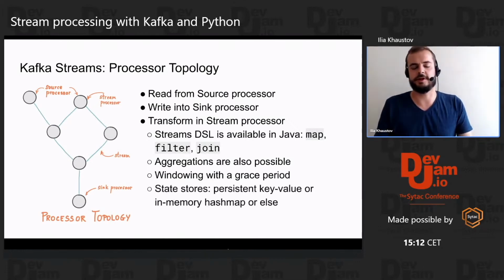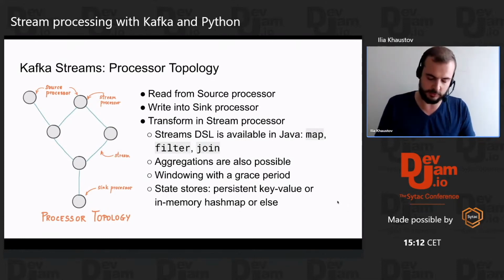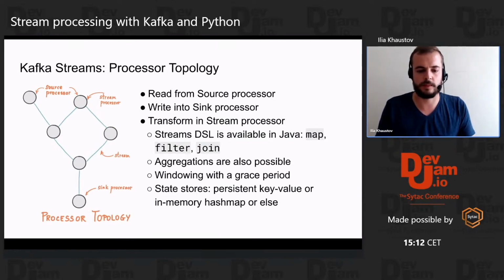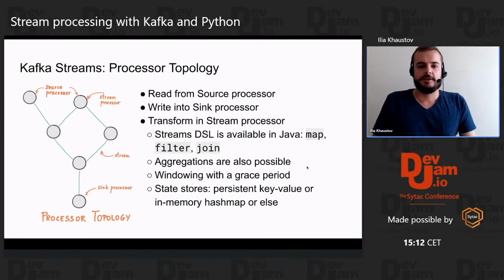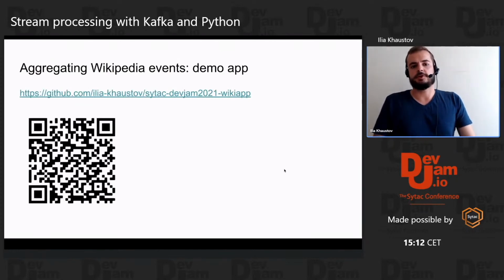And also inside Kafka Streams, you can use state stores. It's some persistence which can be in memory, which can be written to files. It's up to the developer which is the required way of keeping your persistence. And it's basically it. I will now show you a demo app, which I've created just to showcase this Kafka Streams thing.